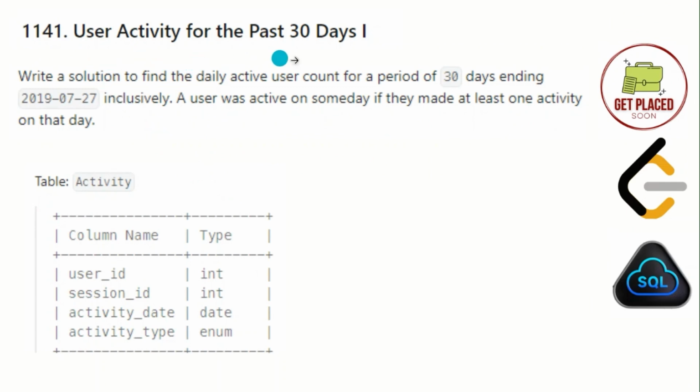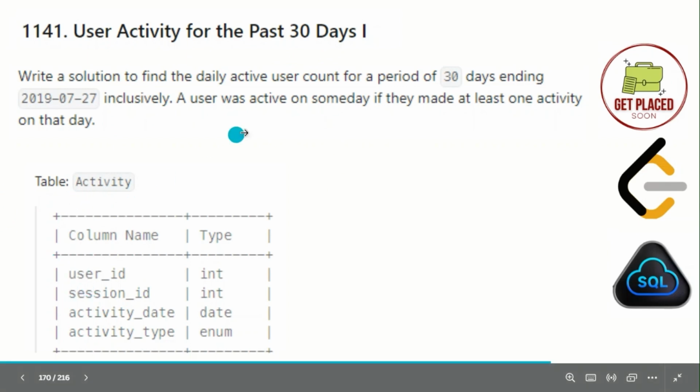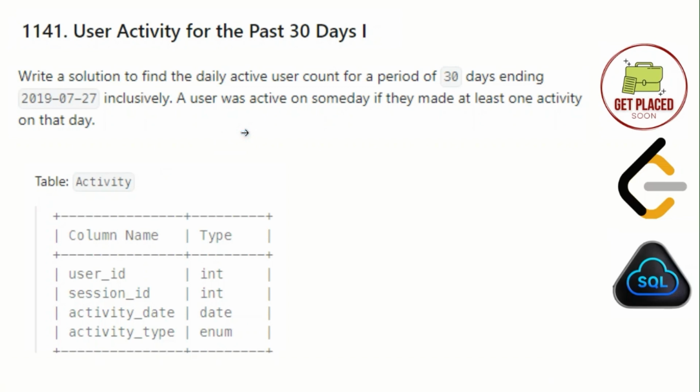User Activity for the Past 30 Days 1. In this problem we have only one table, that is the activity table. It consists of user ID, session ID, activity date and activity type. Here generally a user is called an active user only if he made at least one activity on one particular day. Active user means one activity should be made by the user.